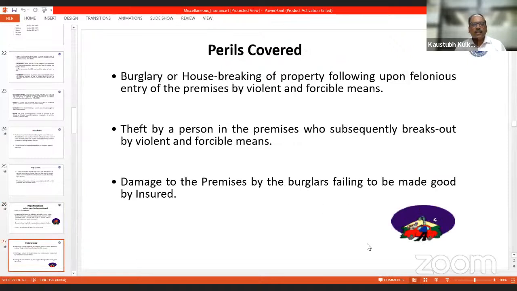Perils covered. What are the perils covered? As we already discussed, there has to be a burglary or housebreaking by use of force. So there has to be entry or exit by violent and forcible means. Theft by a person in the premises who subsequently breaks out by violent forcible means is also covered. Damage to the premises by the burglars, failing to be made good by the insured. Yes, damage to the premises is also covered.